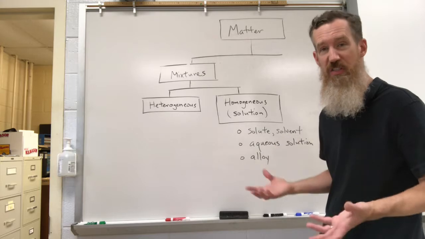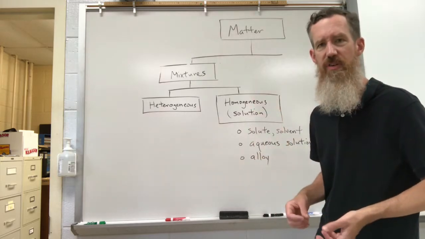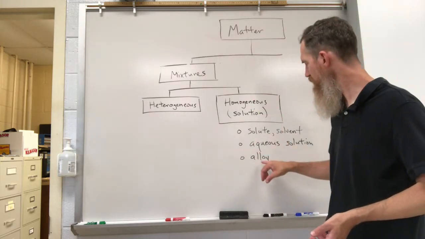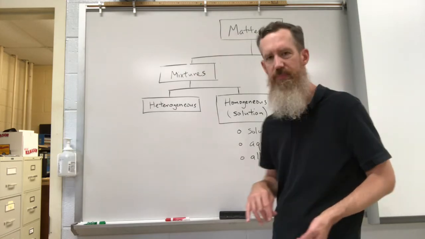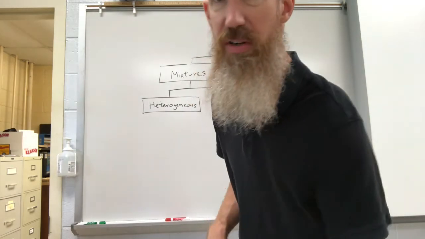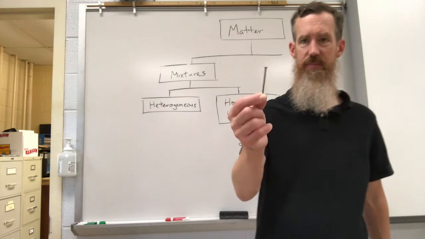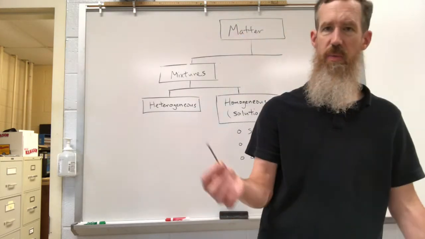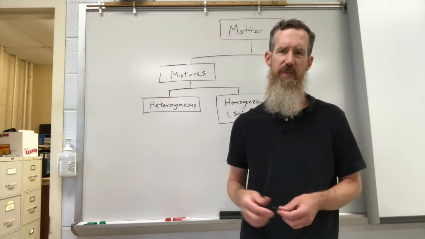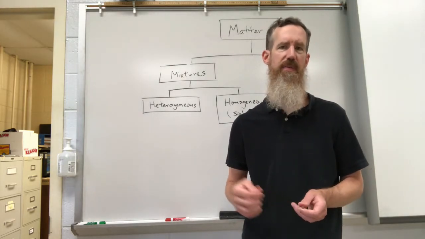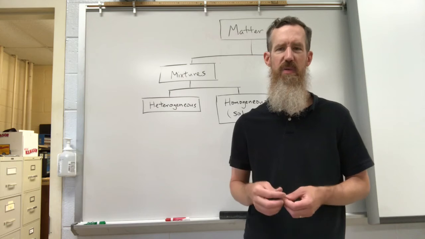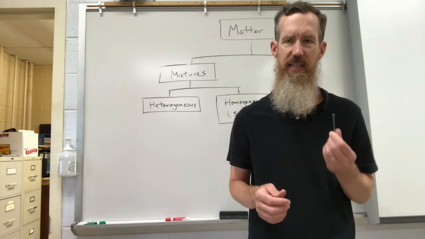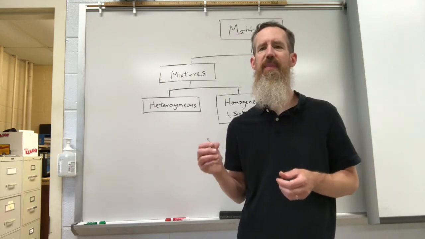Air is considered a solution. It is a homogeneous mixture. The last kind of homogeneous mixture is an alloy, which is a mixture of metals. And this, although mostly made of iron, has some other things in it to make what we call steel. And there are different versions of steel. Sometimes they throw in a little carbon, sometimes they throw in other elements, depending on what the process is and how they want to strengthen the iron.